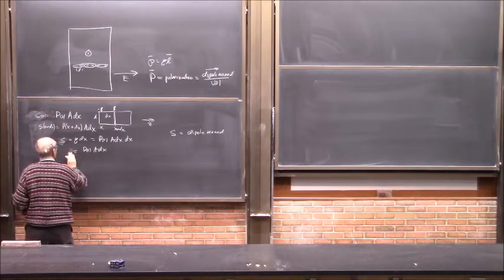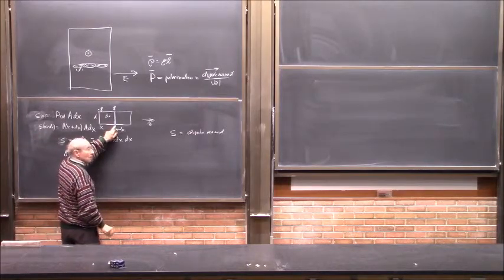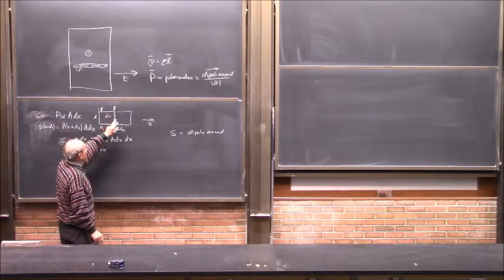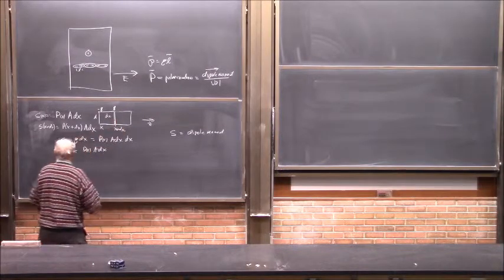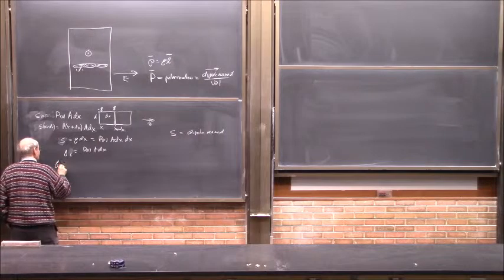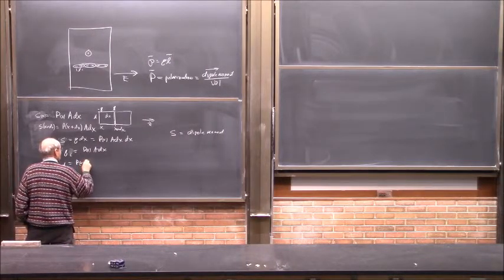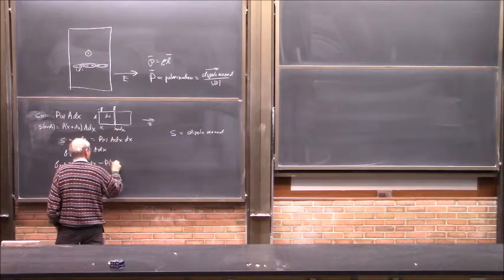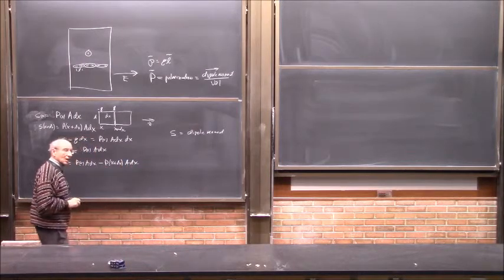So this is the Q, positive Q at this face due to the dipole moment in this one. But there's a negative Q on this face due to the dipole moment in this one. So Q net is P of x A dx minus P of x plus dx A dx.